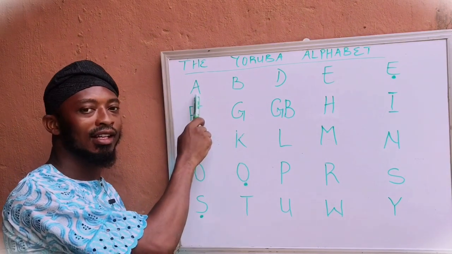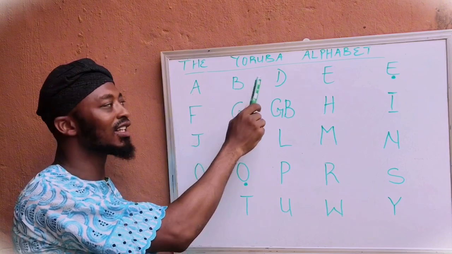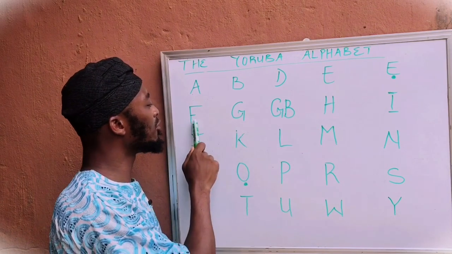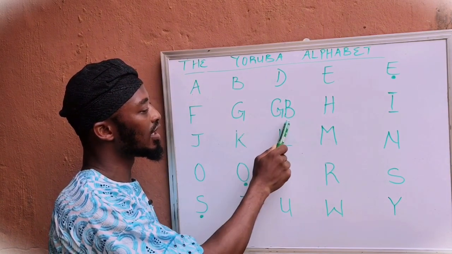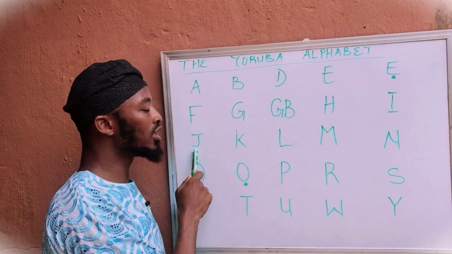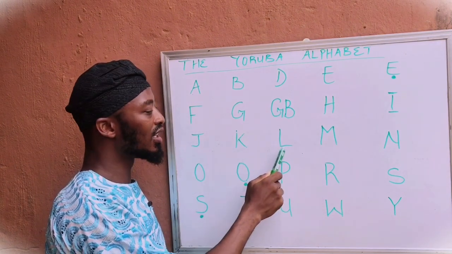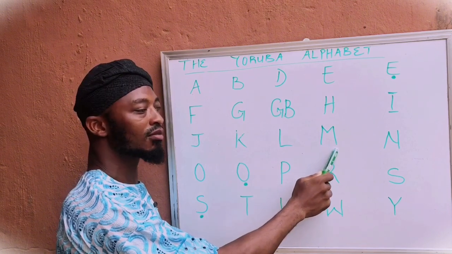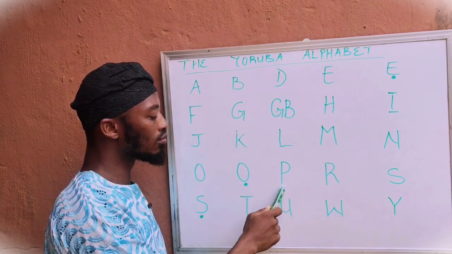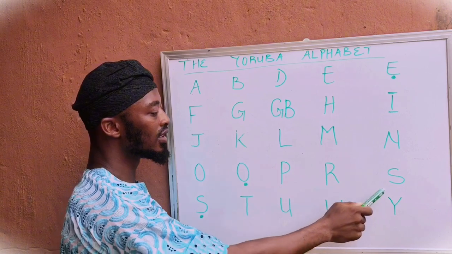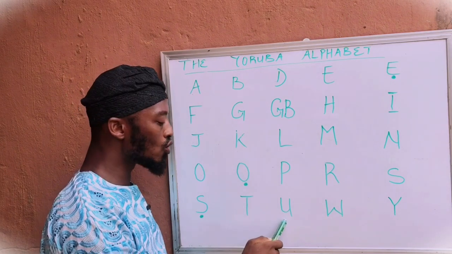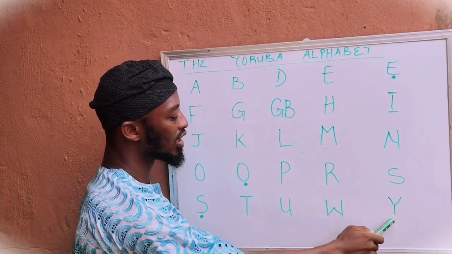We have A, B, D, E, Ẹ, F, G, Gb, H, I, J, K, L, M, N, O, Ọ, P, R, S, Ṣ, T, U, W, Y.